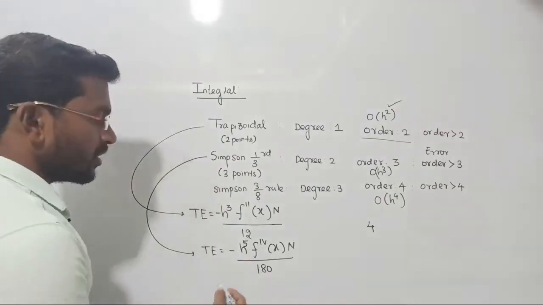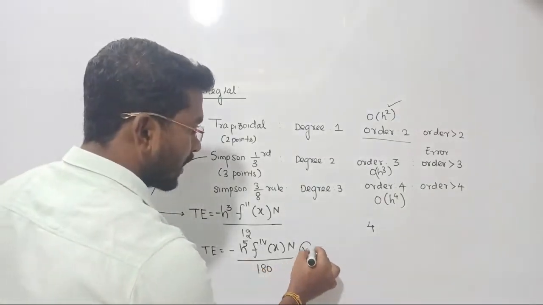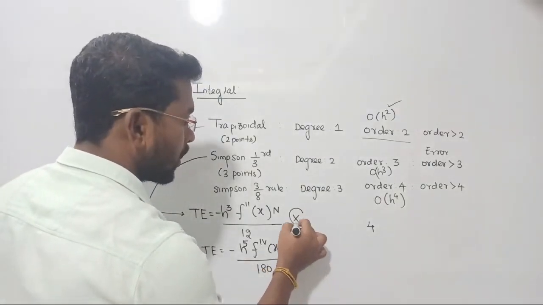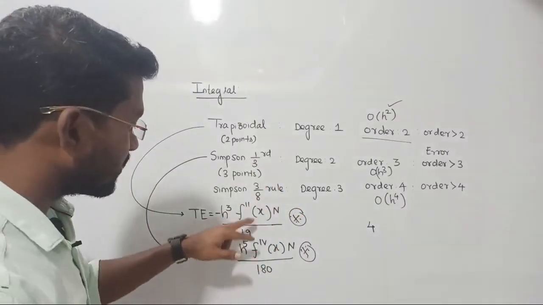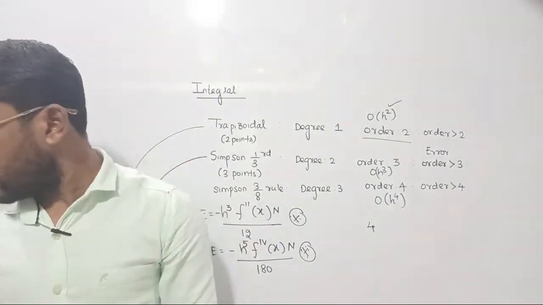So this is going to be the general formula in order to obtain the truncation error for Simpson's rule and the trapezoidal rule. Clear? So just correct these two things by yourself.